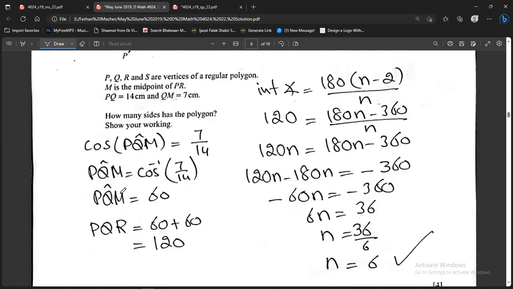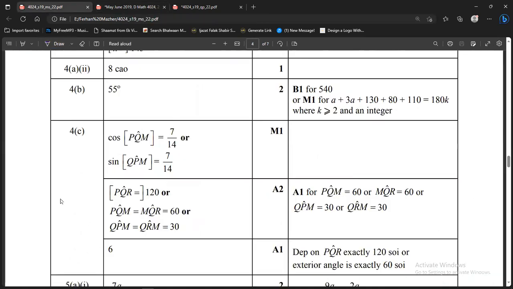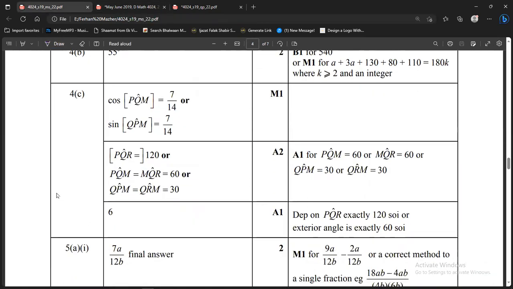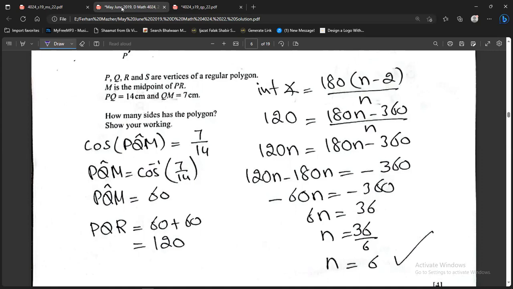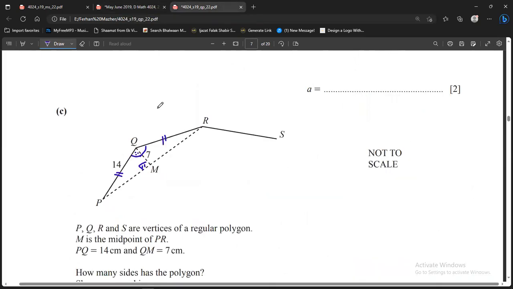So minus 60n is equal to minus 360. Minus will be cancelled. So 6n will be equal to 36. n will be equal to 36 divided by 6, and n will be equal to 6. So there are 6 sides. So our answer is right. That was question number 4, it's C part.